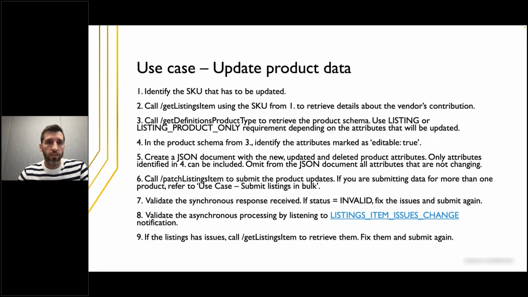In this case, you will start by identifying which is the SKU that you want to update, and use the get listings item operation from the listings item API to get all the information for the selling partner contribution, the vendor in this case, right? So you use the SKU, you get the information that the vendor has previously submitted and is currently valid and live on their own catalog.